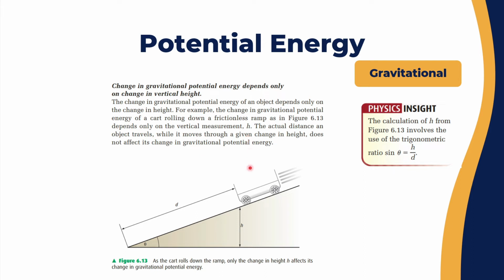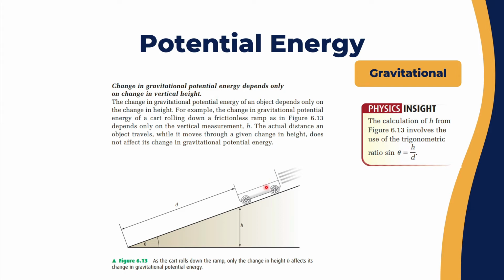So for the calculation of h, in this example you have a cart on an inclined surface at an angle of theta. Then you need to use some trigonometry to be able to find the ratio. In this case, sine theta equals h over d, and you can find h or d or theta, whatever the problem is asking you to do. So the change in gravitational potential energy of the cart rolling down a frictionless ramp depends only on the vertical measurement and how far the cart is going away from the even surface. But of course, if you are solving a dynamics problem, as we saw before, it's a different story.